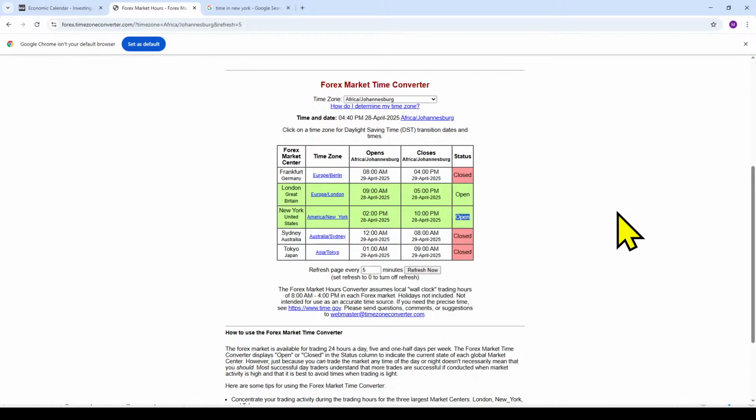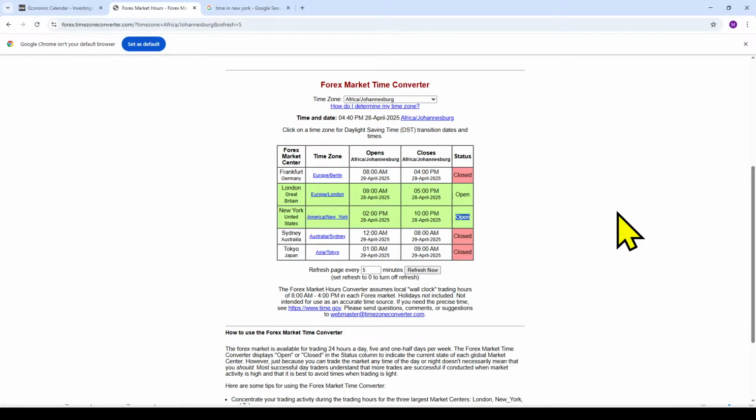It's not closed. So right now, as I'm speaking to you guys, the London session is currently active, okay? It's gonna close in a few minutes. And then the New York session is also currently open, okay? Very important. I hope you guys can see the importance of this particular tool right here, okay?